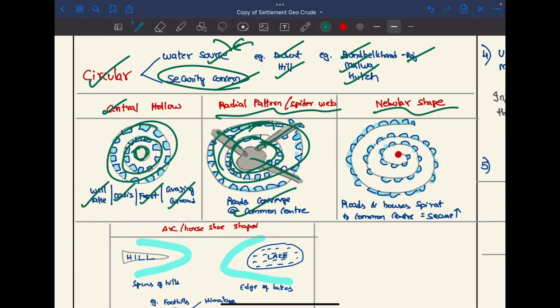This is for security reasons. This will be most secure, but accessibility will be low in this one. So it is generally seen in forts and ancient cities.